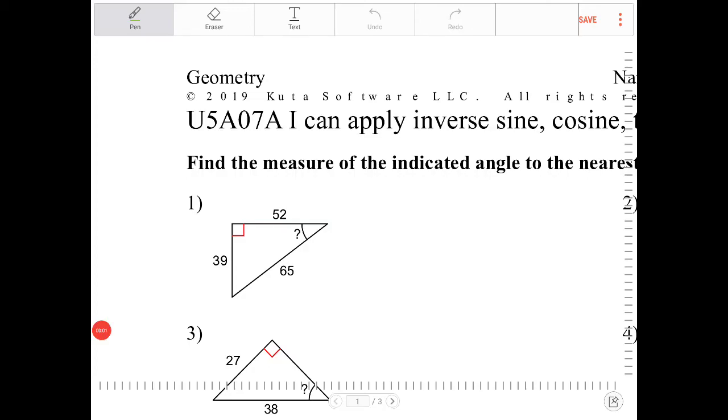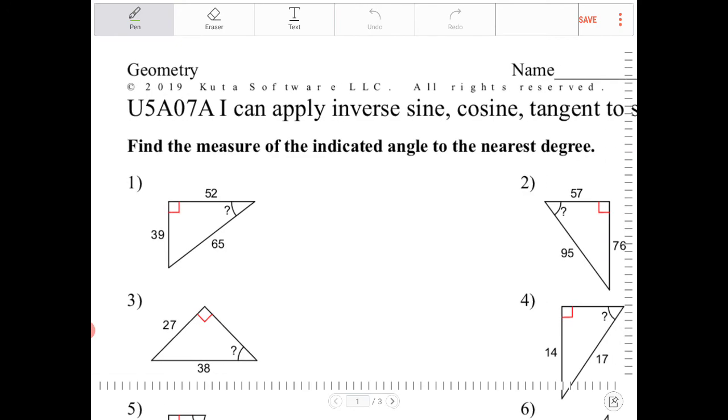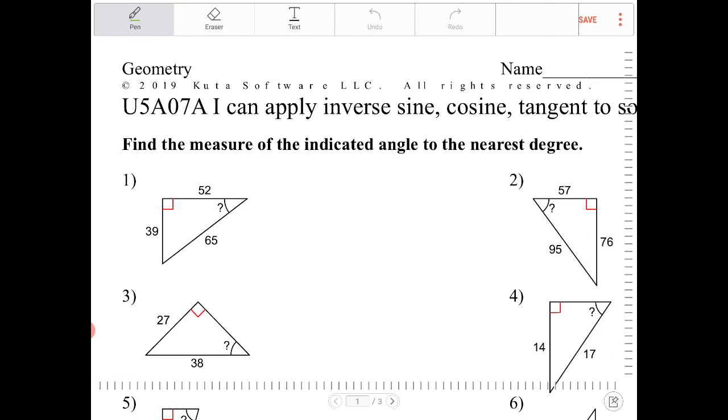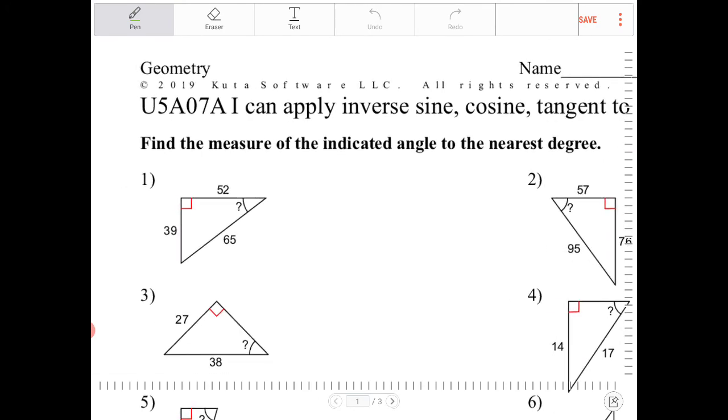Hello students, in this video I will go through exercise U5A07A, where I will be applying concepts related to inverse sine, cosine, and tangent functions to solve for unknown angles. Let's take a look. The instructions say: find the measure of the indicated angle to the nearest degree.